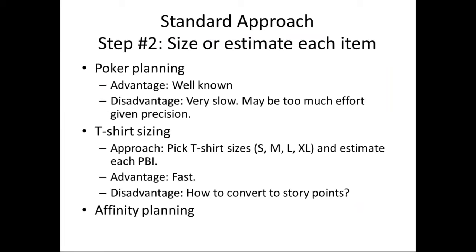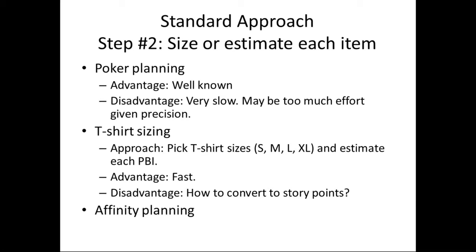A second approach is t-shirt sizing. And so here you shrink it down to something like small, medium, large, extra large, and you estimate each PBI. The benefit of this is that it's fast. It's faster than poker planning. The disadvantage is that eventually you need to do a calculation.